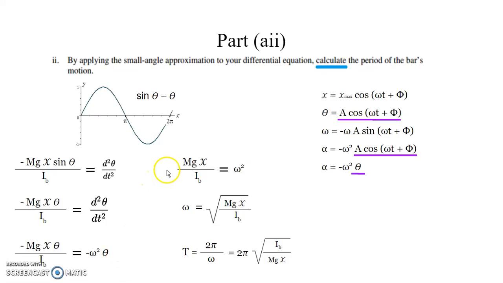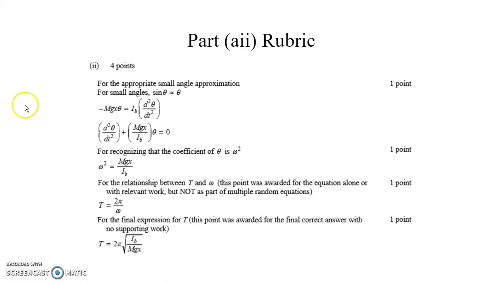And if you continue on solving, you could eliminate the negative theta, which is found on both sides, to be left with omega squared. And then after this, when you take the square root of both sides, you are left with omega, which can finally be plugged into the equation for period, giving us the equation that calculates the period of the bar's motion.